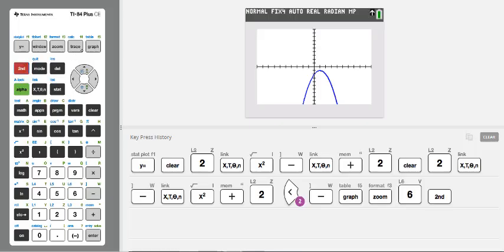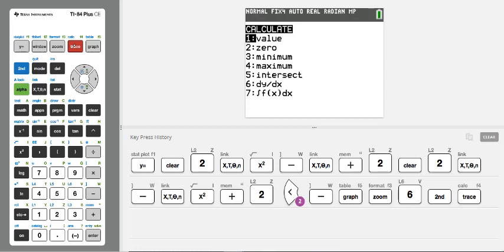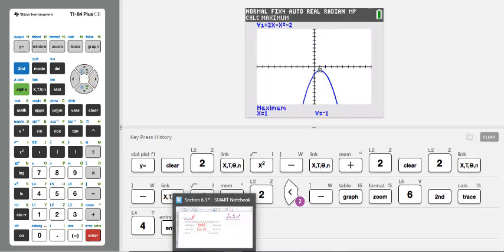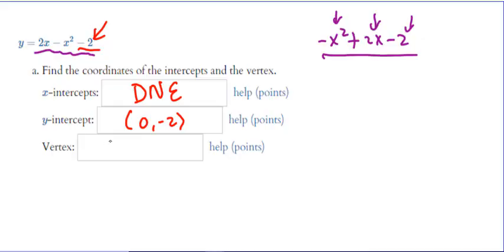So let's go second trace, and it's a maximum because it's opening down, right? So that's a good spot right there for my left bound. Now let's go up and over. That's a good spot on my right, and then hit enter, and it's at 1, negative 1. Make sure that you have these as points and not just single coordinates, okay?